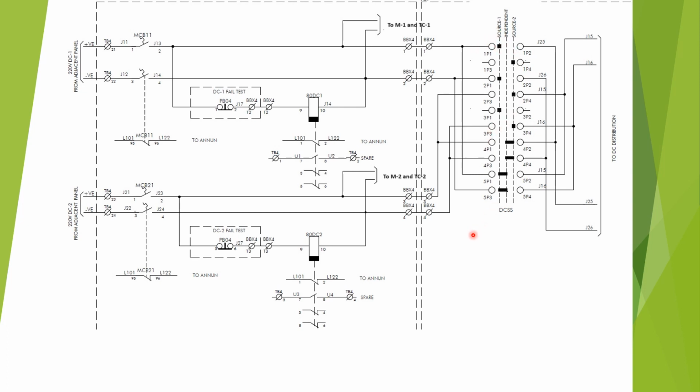So in this video I'll discuss why double DC source is important and how the DC selector switch selects source 1 by means of the source 1 position, independent by means of the independent position, and source 2 by means of the source 2 position.